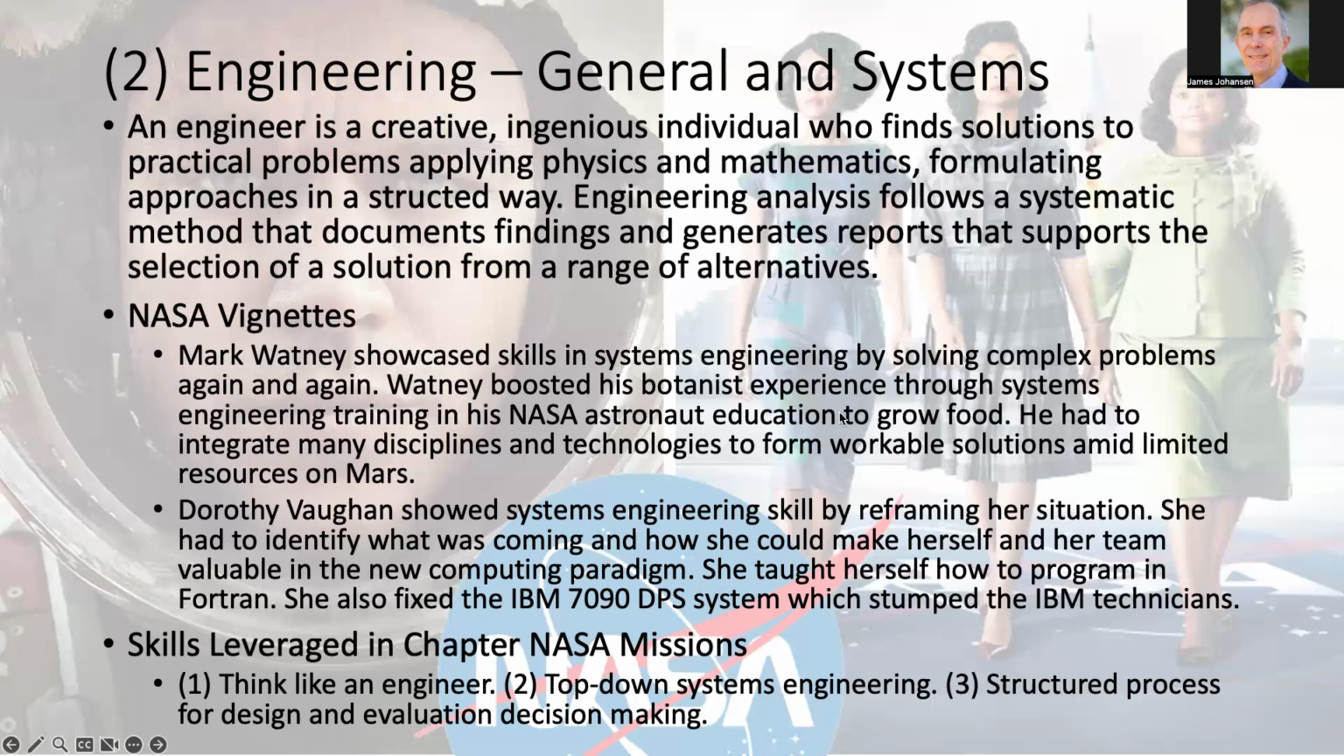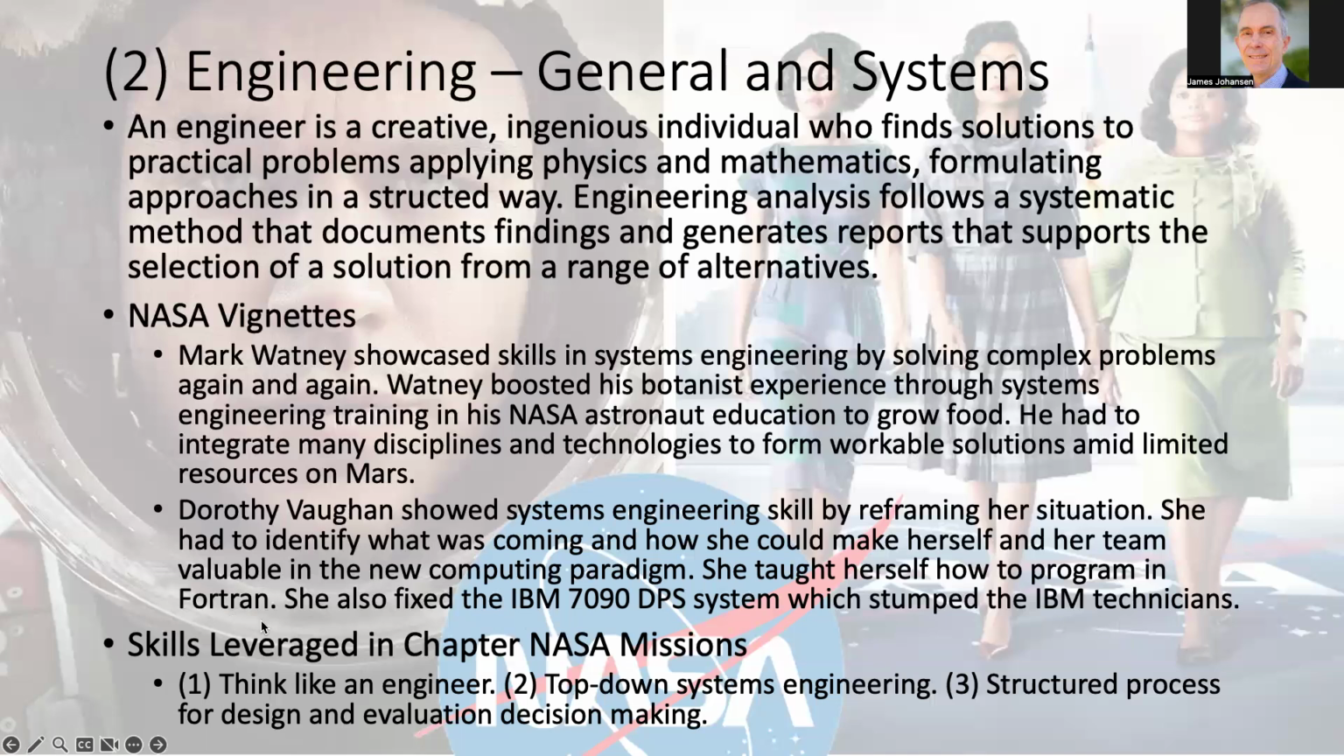Watney boosted his botanist experience through system engineering training in his NASA astronaut education to grow food. He had to integrate many disciplines and technology to form workable solutions amid limited resources on Mars. Then we have Dorothy Vaughn, who showed system engineering skills by reframing her situation. She had to identify what was coming and how she could make herself and her team valuable in the new computing paradigm. She taught herself how to program in Fortran. She also fixed the IBM 7090 DPS system, which stumped the IBM technicians the way they portrayed that in the movie.